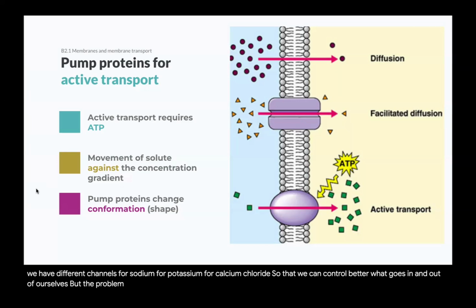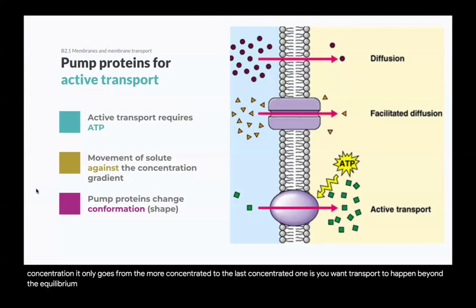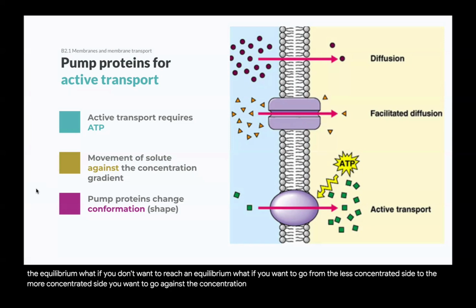But the problem with diffusion, simple or facilitated, is that it only happens as long as there's a difference in concentration. It only goes from the more concentrated to the less concentrated. What if you want transport to happen beyond the equilibrium? What if you don't want to reach an equilibrium? What if you want to go from the less concentrated side to the more concentrated side? You want to go against the concentration gradient. Then you need active transport.